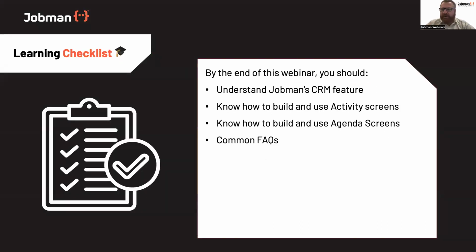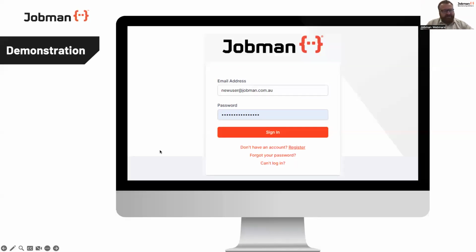By the end of the webinar, we hope that you'll have a better understanding of Jobman's CRM feature, how it's broken down, how we separate it into two areas of the software, and how you can maximize their usage, how to build and use activity screens, and how to build and use agenda screens. And of course, my favorite part, some common FAQs, some tips and tricks to help get you using the software to its fullest potential. One of the good things about this series, I'm not going to spend a lot of time on slides. I want to spend as much time as possible in the software live, really giving you the best use cases and understanding, and a recording of how to set these things up and use them. So let's dive in.